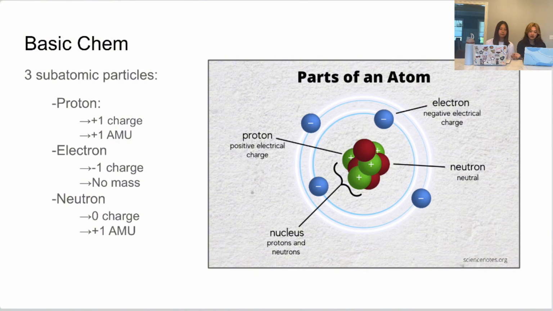Yeah, and so electrons also have a -1 charge, and since it's a super small subatomic particle, in this course we're just going to neglect the mass, so we're just going to say it has no mass. But in reality, there is a mass, it's just not relevant in this case.